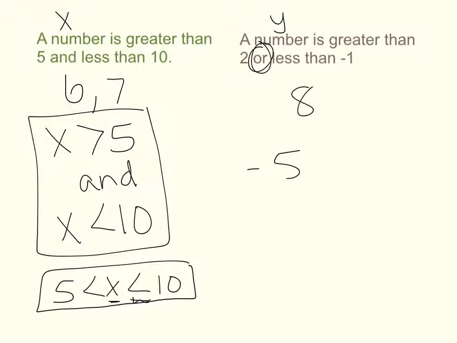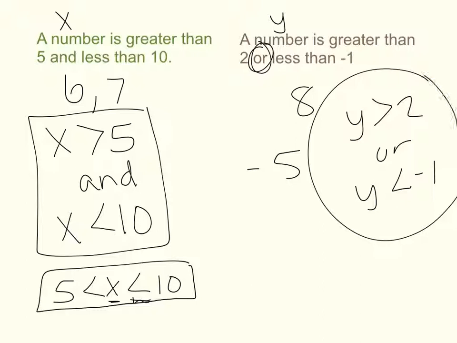So to write this out in words, y has to be greater than 2 or y has to be less than -1. And notice that 8 fits into the first inequality and -5 fits into the second inequality. So an "or" has to be true for one or the other. An "and" solution has to work for both of them together.